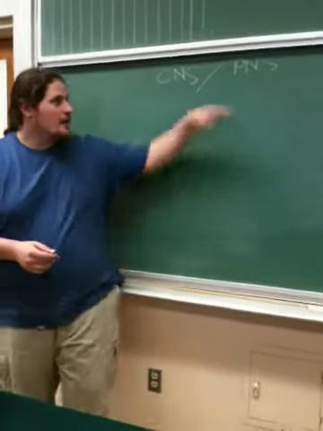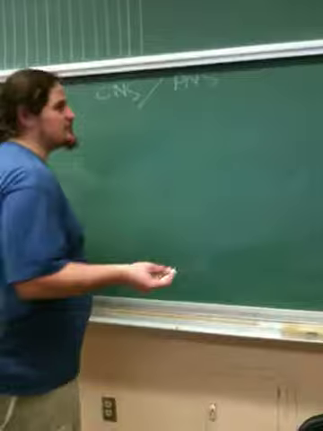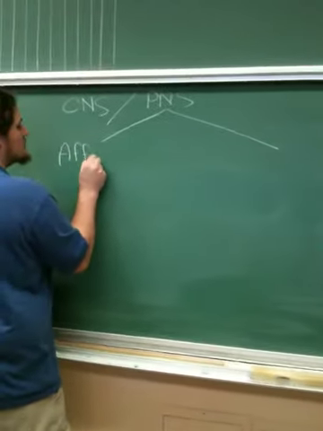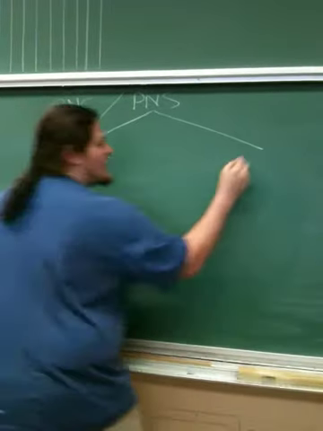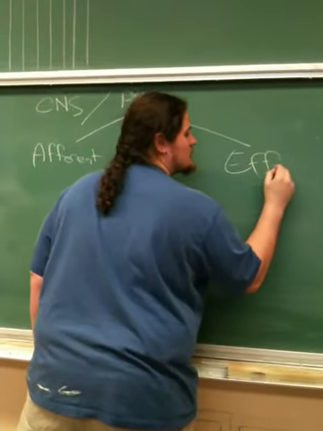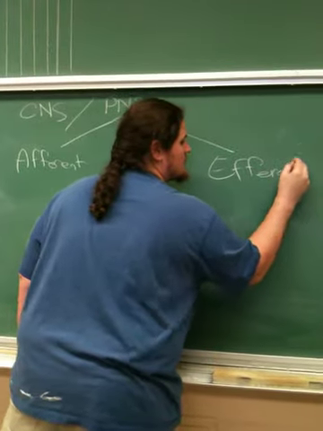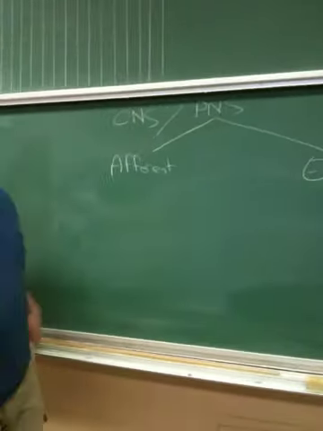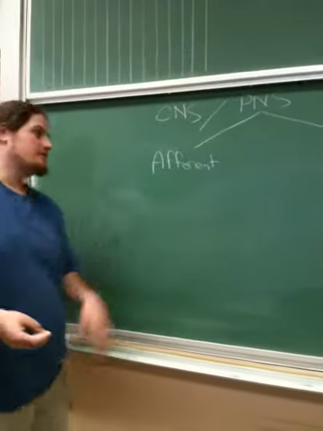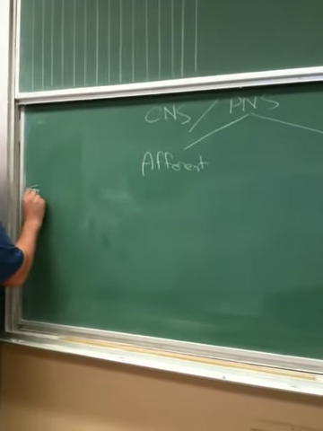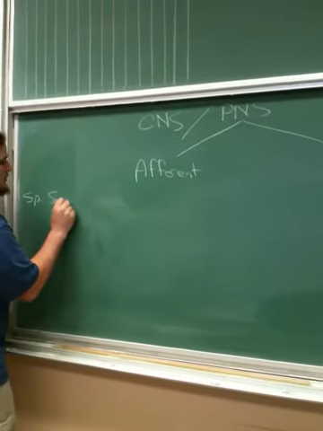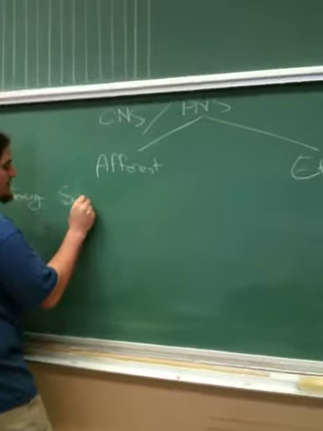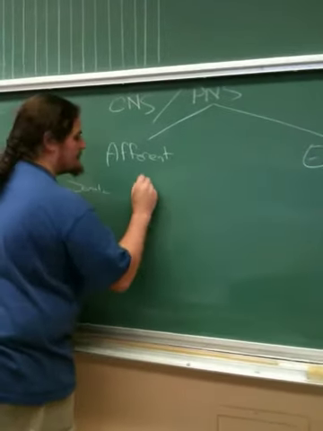So it's divided differently. The PNS is divided into two divisions. The divisions of the PNS are the afferent and the efferent. Now, in the afferent division, it's sensory. There are three types of sensory. There is special sensory, there is somatic sensory, and there's visceral.